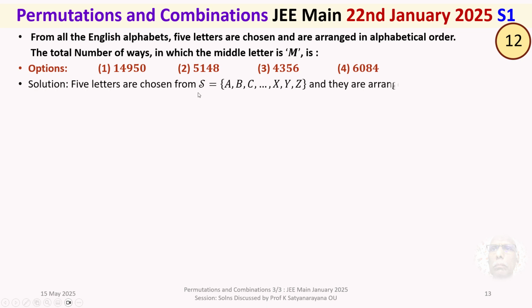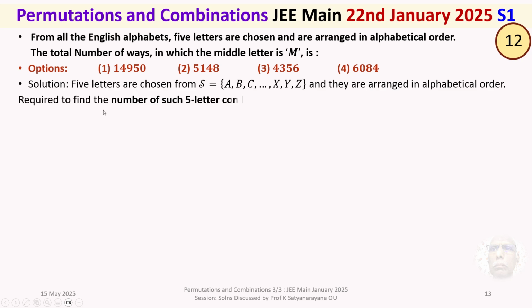5 letters are chosen from the English alphabet, that is the set A, B, C up to X, Y, Z. They are 26 in number. They are arranged in alphabetical order. Required to find the number of such 5-letter combinations where M is the middle, that is the third letter in the sorted list. Out of these 5 letters, the middle one is the third letter. In that place, M is there. It's like this: 5-letter word, dash dash, M, dash dash.